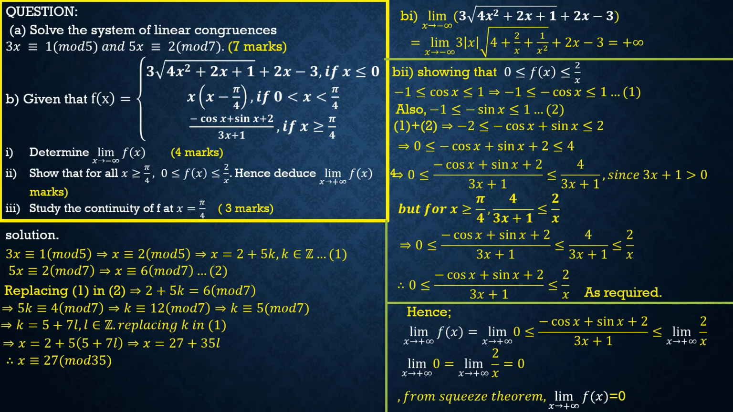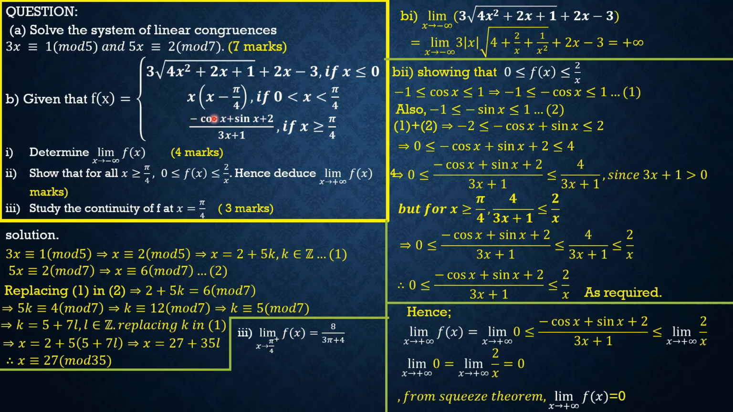Now the Roman 3 part says we should study continuity of f at x equal to pi on 4. So what are we supposed to study? It suffices for us to evaluate if the limit as x approaches pi on 4 from above is the same as the limit as x approaches pi on 4 from below. Now for pi on 4 from below, we are going to consider the function x into x minus pi on 4, and for pi on 4 from above, we are going to consider the second function. Now we are going to replace pi on 4 in our function, and if we replace pi on 4 in f of x, what do we have from above?